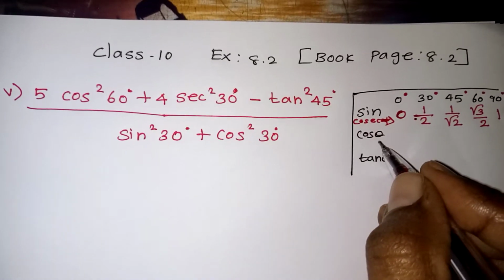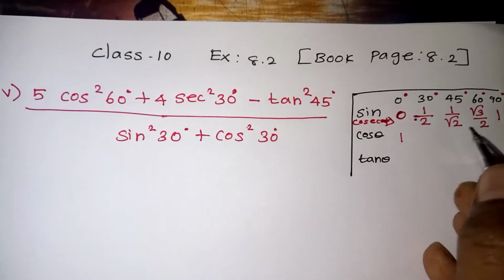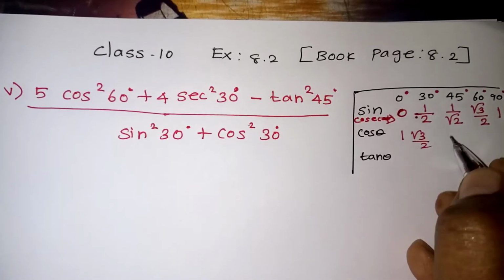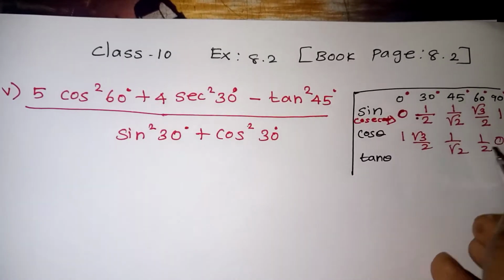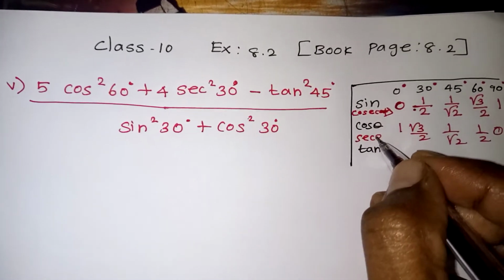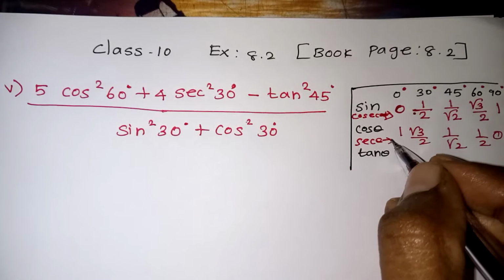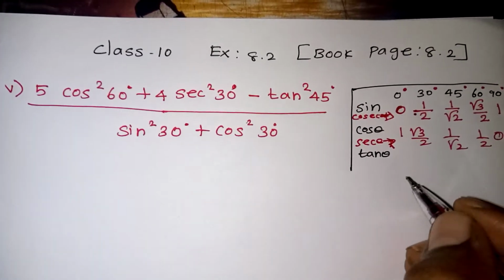To find the cos values, just write the same values in reversing order. This 1 should be written here, then root 3 by 2, 1 by root 2, 1 by 2, and 0. So these are the cos values directly. Now if you want to find the secant value, just do the reciprocal. Root 3 by 2 means 2 by root 3 is the value of the secant.